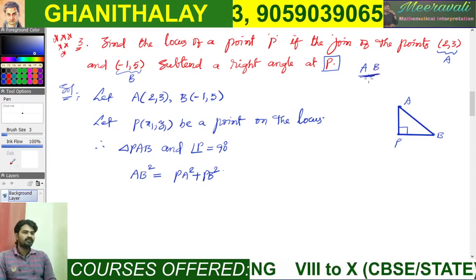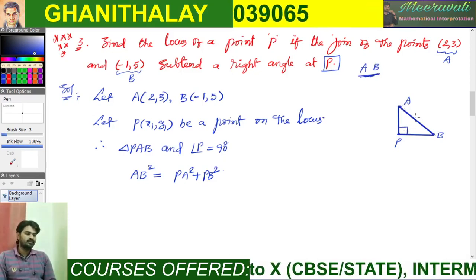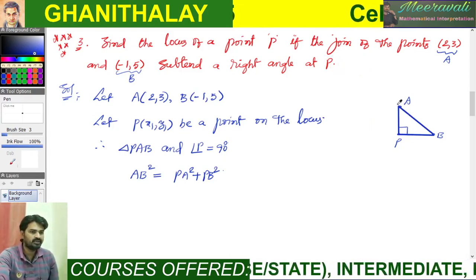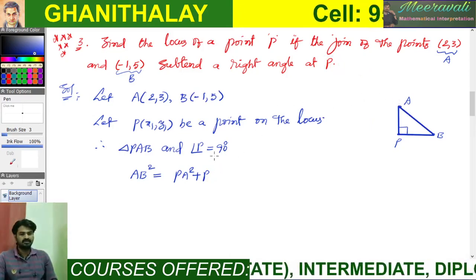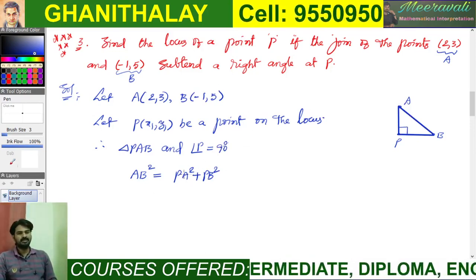If you don't understand like that, you can draw the diagram. By using the diagram, you can observe what the hypotenuse is. You can get it easily. So here you have to write AB square equals PA square plus PB square.